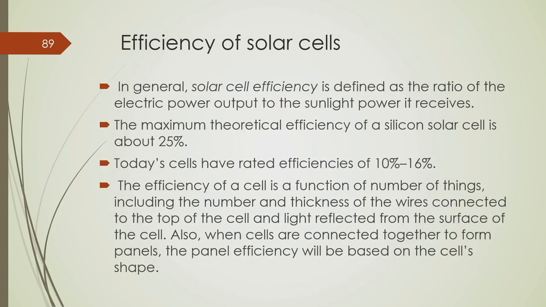Now, the efficiency of the solar cell is again a matter of interest to us, but we know that the maximum theoretical efficiency of a solar cell is only around 20 to 25%. So, the power density of the solar cell is very, very poor. And this is the maximum theoretical value, but actual efficiency is only 10 to 15%. The efficiency of a solar cell is typically a function of a few things. One is the material used to build it, another is the thickness of the wire connected to the top of the cell, light reflected from the surface of the cell, etcetera.